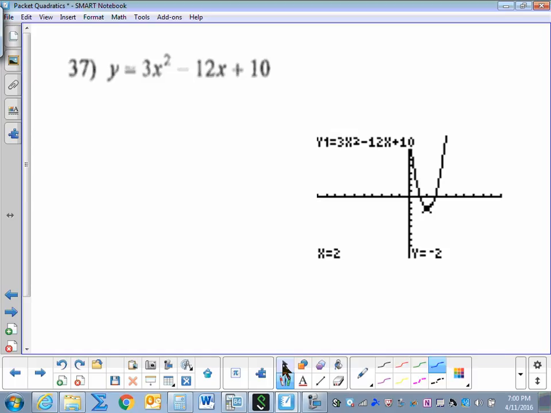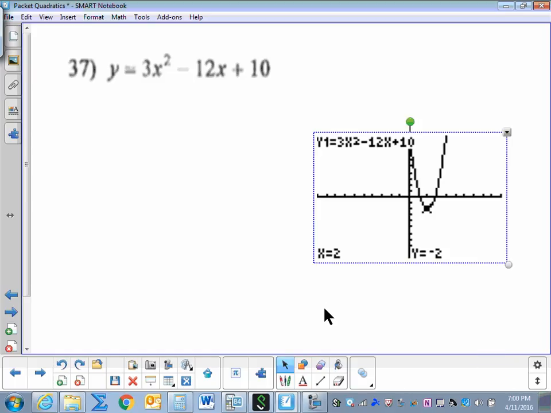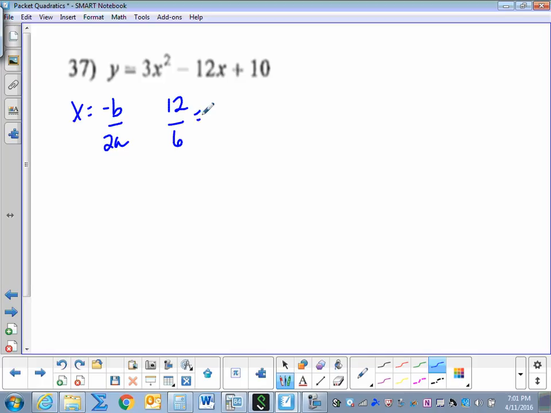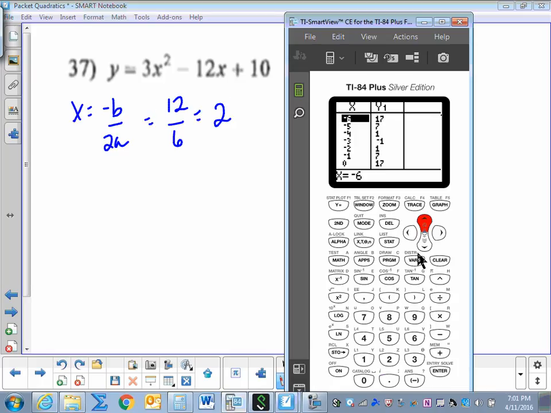Okay, so for 37, I'll show you what you're going to do. We're going to find the vertex, and we're just given the equation. So we're just going to calculate negative b over 2a, which is 12 over 6, which is going to be 2. And then we're going to go into our calculator.